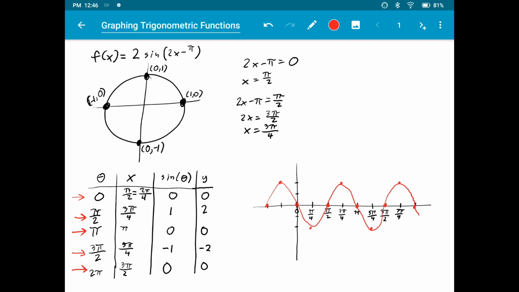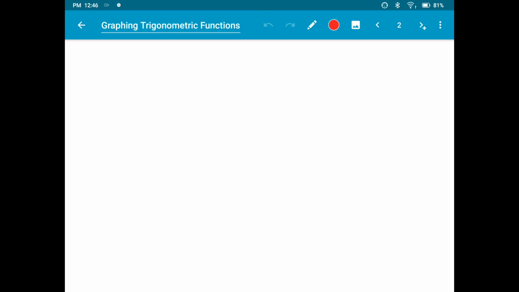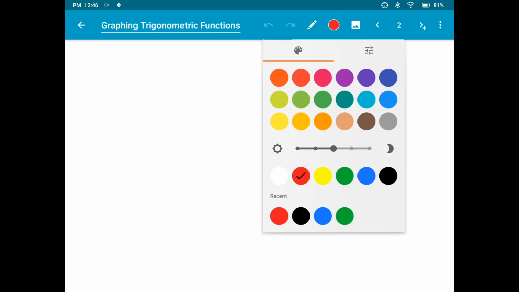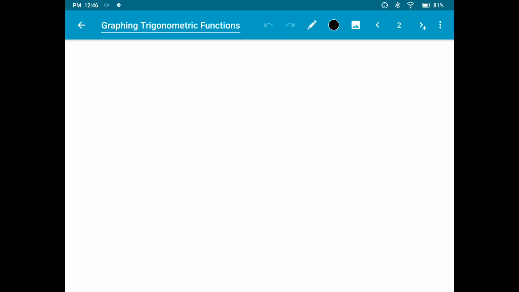If we want to graph a tangent, we follow the same basic process. Graphing tangents and cotangents, we're doing basically the same thing. So let's look at the function g of x is equal to tangent of x plus pi over 2.